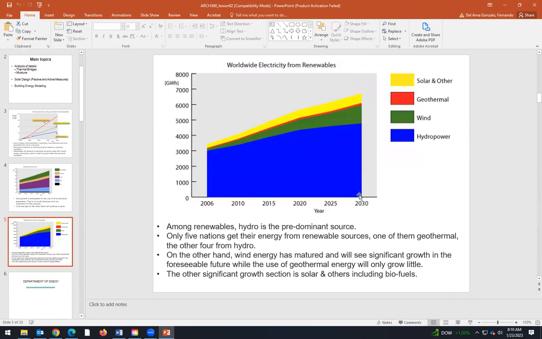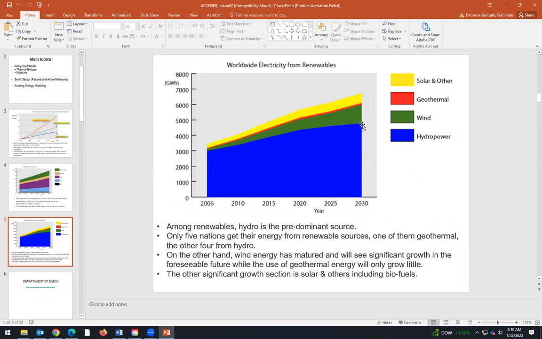If we look at the renewable energies, what are renewable energies? Well, we have these main sources: hydropower, wind, geothermal, and solar and others. Hydropower, we have dams, and we can generate electricity by accumulating water, and then we release that water, and that waterfall with turbines generates electricity.